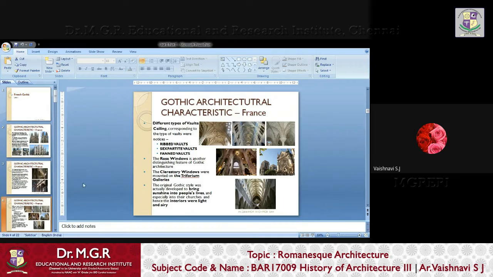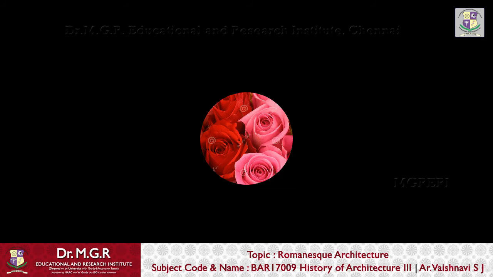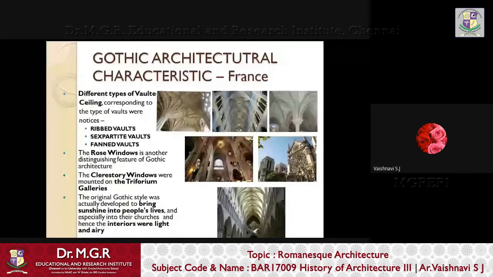Yeah, I'll start with this. So we're going to see about French Gothic. We saw there are three types of Gothic style in different places. So the first one is the French Gothic, where it started in France. They had different types of vaulted ceiling as told earlier. So they used ribbed vaults, sexpartite vaults, and fan vaults. These three types of vaults were used in France.